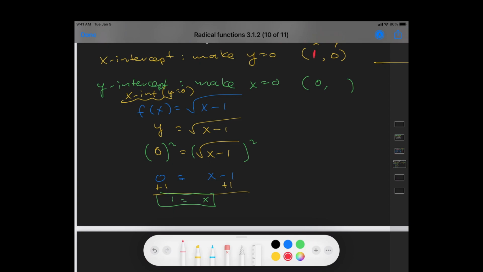Okay, let's do the second one now, the y-intercept. For the y-intercept, we're going to make x equal to 0. Okay, so I have the function here. Do the same thing, change f of x to y. That might make it easier for you. And I'm going to make the x value here 0.